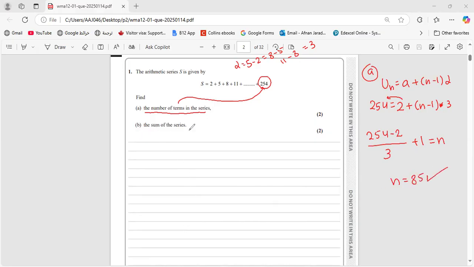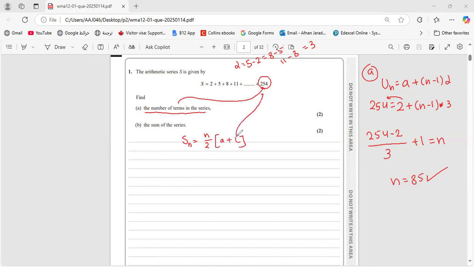B, what is the sum of this series? For the sum of an arithmetic series, you need to use one of these two formulas. The first one, Sn equals n over 2 multiplied by 2a plus n minus 1 multiplied by d, or Sn equals n over 2 multiplied by the first term plus the last term.